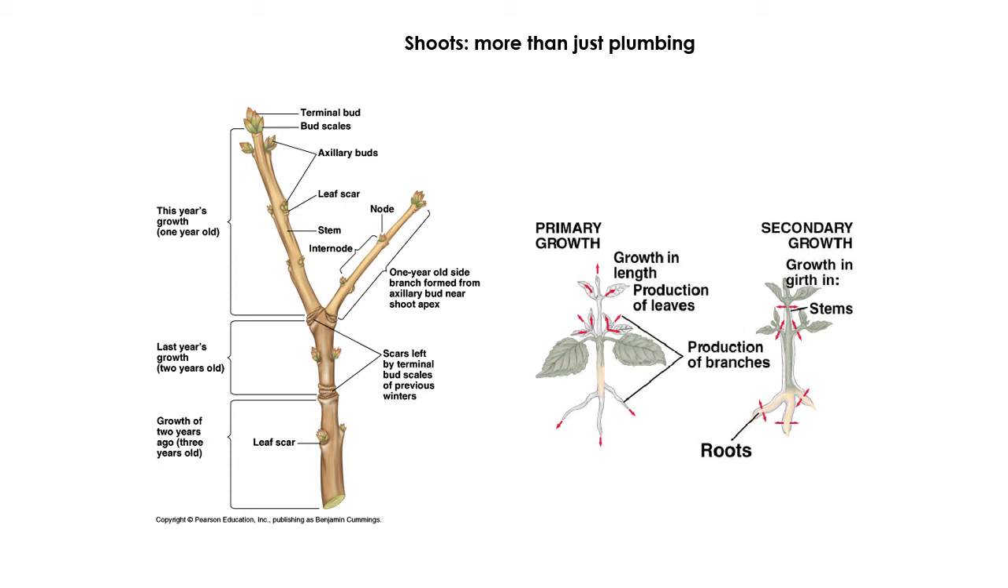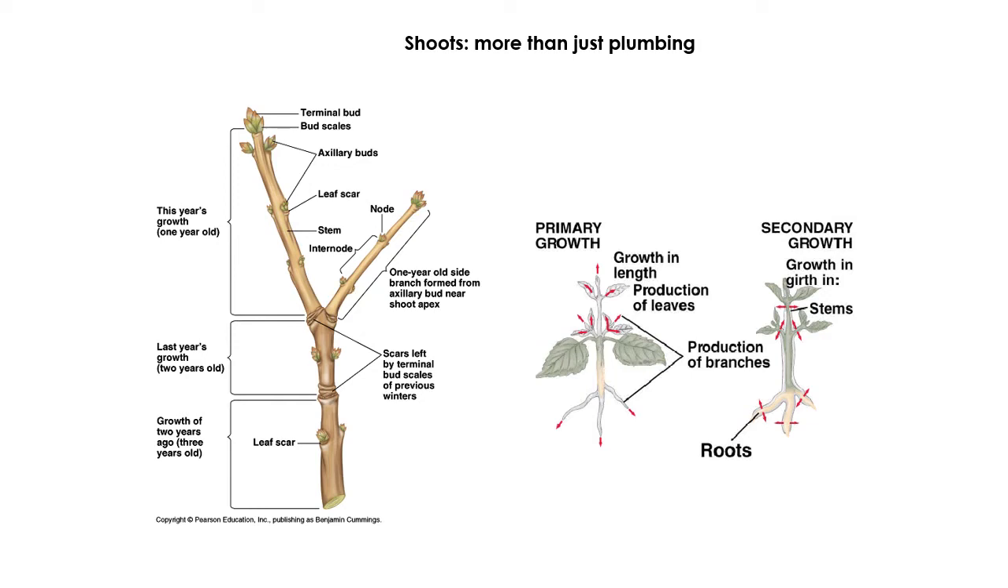So in this video, I want to talk about the basics of shoots or stems. And we think about stems in trees, and we think about the trunk and the branches, and we think, oh, it's just plumbing, right? It's moving water up from the roots, and it's moving photosynthate down from the leaves. But shoots do a lot more than that, and they're actually really interesting. So let's talk about the different aspects of shoots.